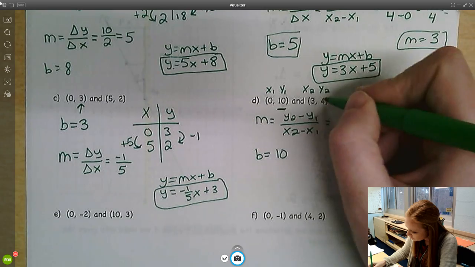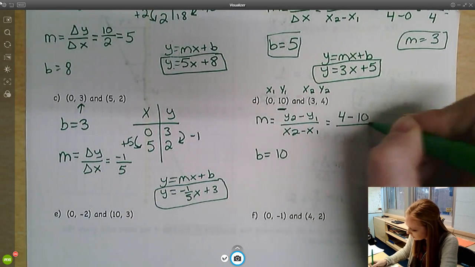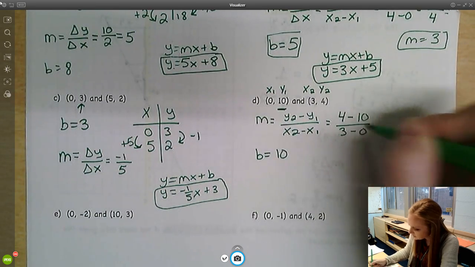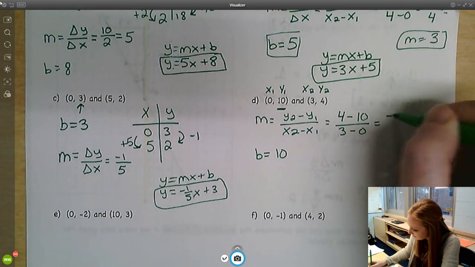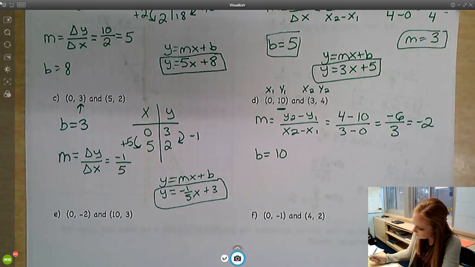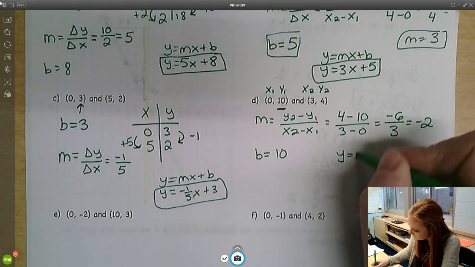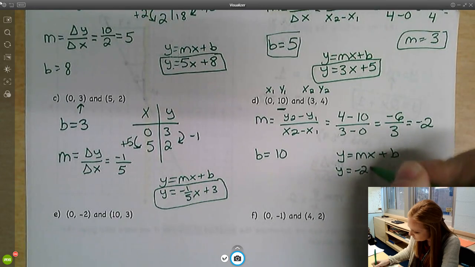So y number 2 is 4. Y number 1 is 10. 4 minus 10, over x2, which is 3, minus the other x, going back to front, which is 0. 4 minus 10 is negative 6. 3 minus 0 is 3. Negative 6 divided by 3 is negative 2. Our slope is negative 2. Our b is 10. Let's plug them in. Our m is negative 2, and our b is positive 10.